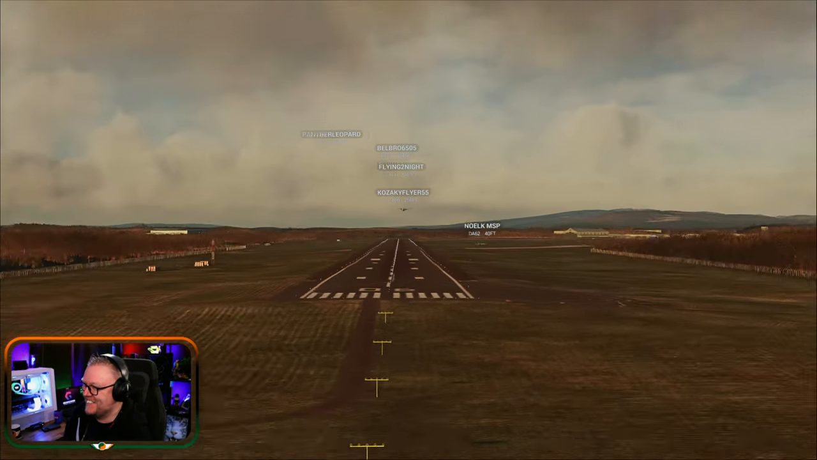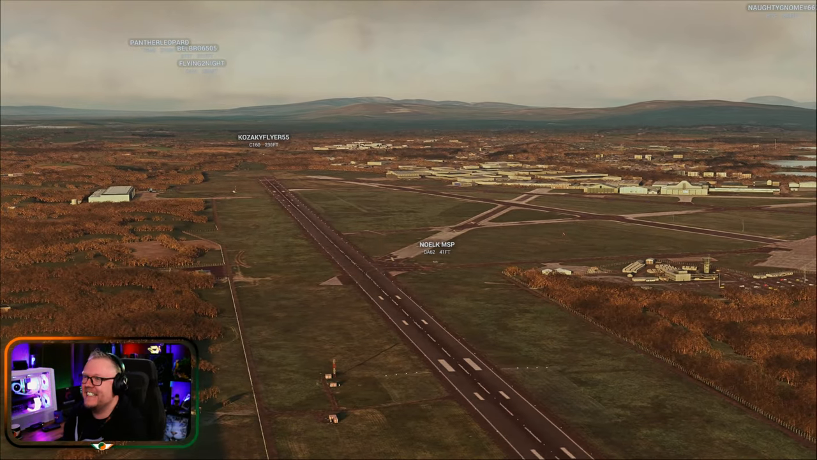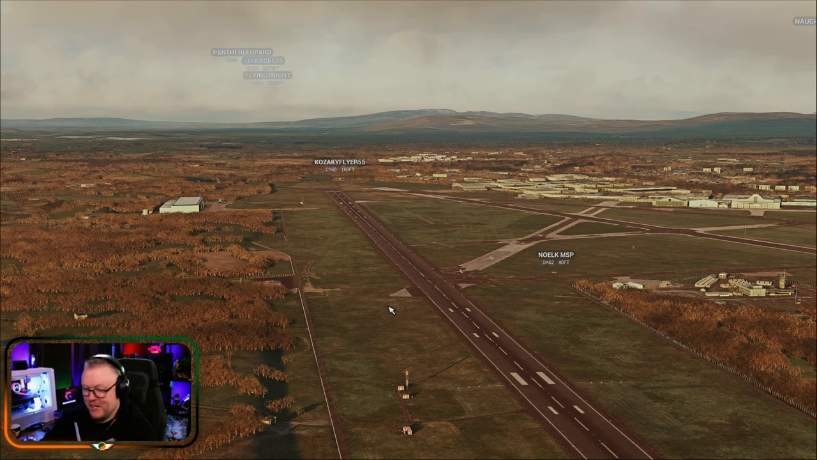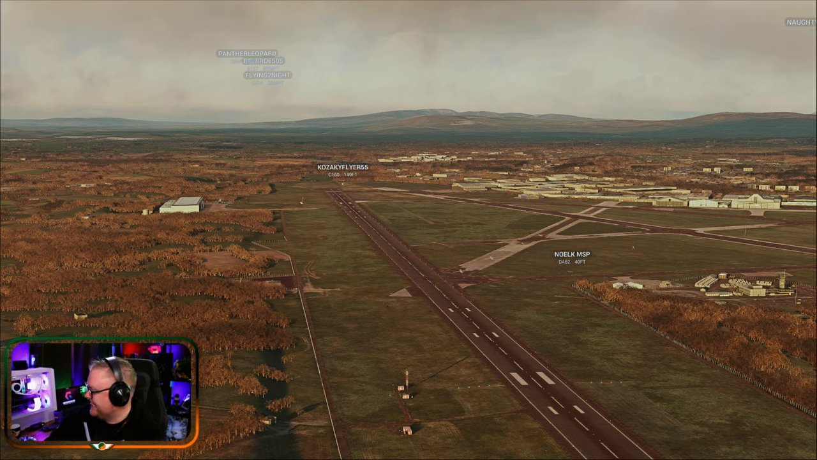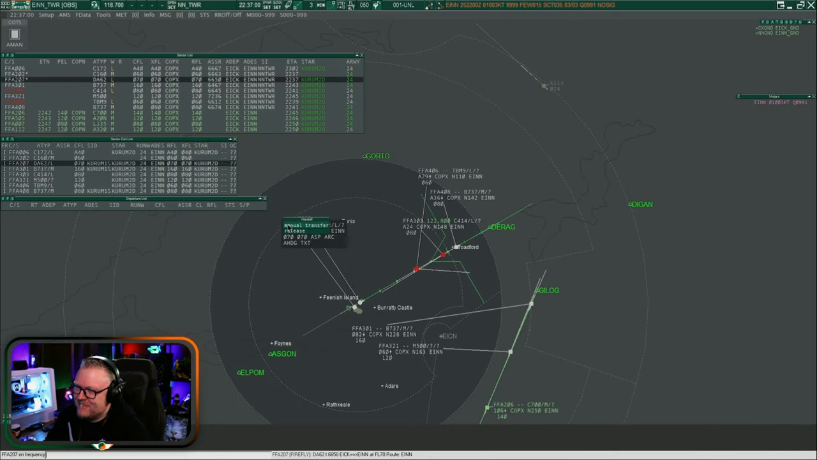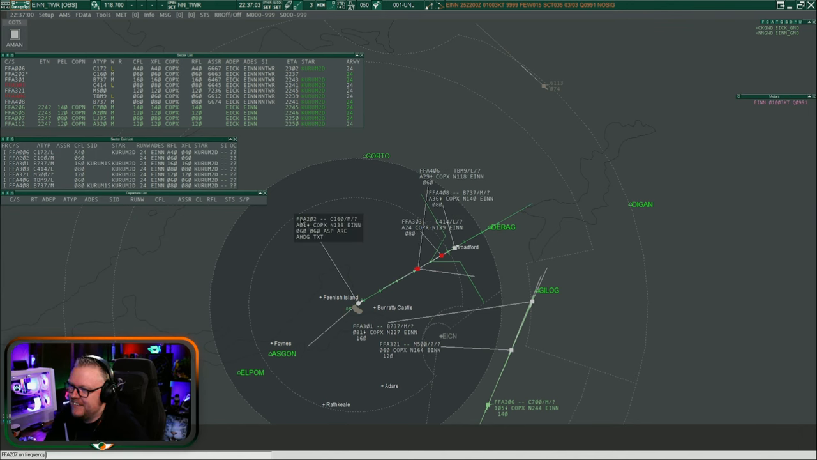Look how close that was. Jesus. Right, we're all right. We're back in the saddle again. Firefly 207, vacated runway on Alpha. Contact Shannon Ground, 121.8. Brilliant. Right. Brilliant, lads. You had loads of room.